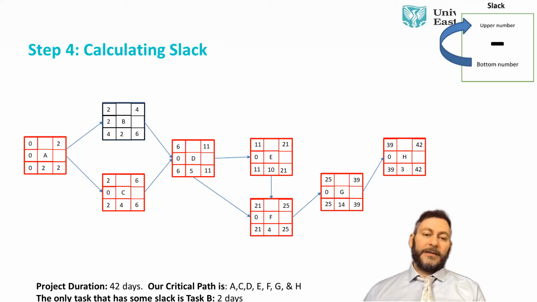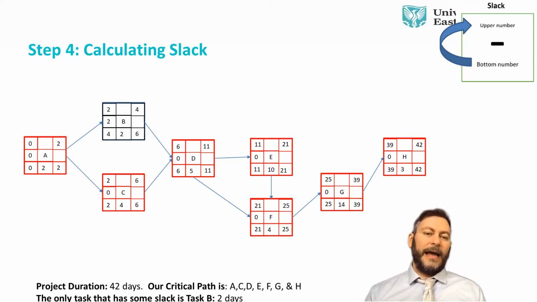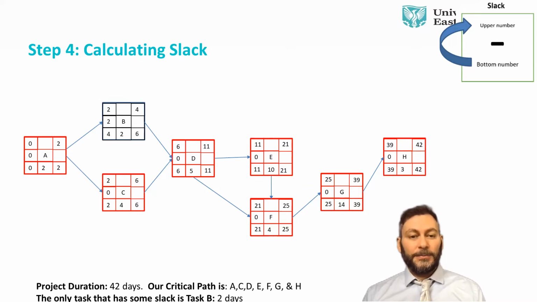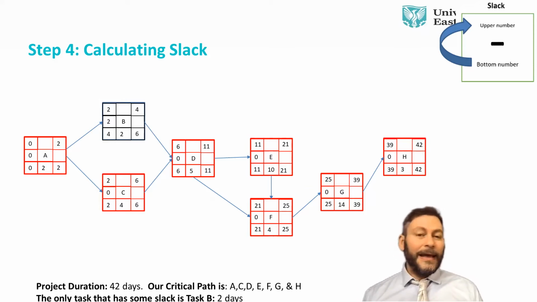Now, the only task that we seem to have some slack, some space in there is activity B. And it has a space of only 2 days. So when we're planning this project, maybe we will consider that if we're a little bit behind in doing activity B, it will not necessarily delay the whole project. But if we're behind in any of the other activities, the whole project will be delayed.